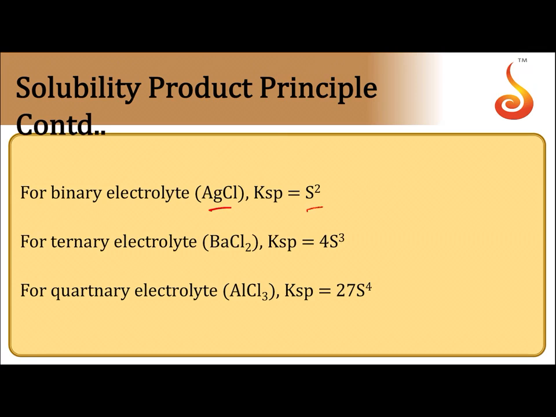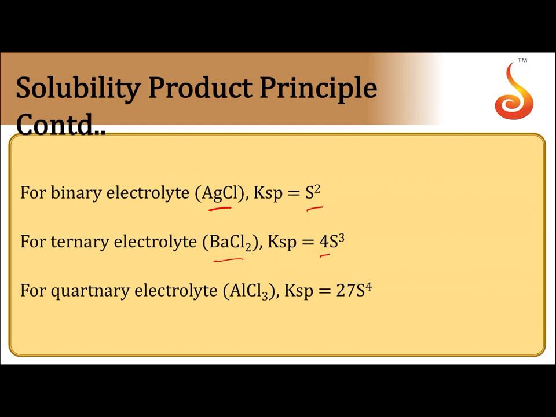For a salt like AgCl, Ag plus into Cl minus will come, so S square. For BaCl2 it will be Ba plus 2 into Cl minus whole square, and Cl minus square means 4, because Ba plus 2 and 2 Cl minus will come. So 4S cube will come.